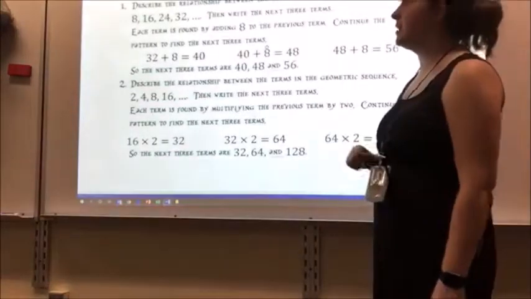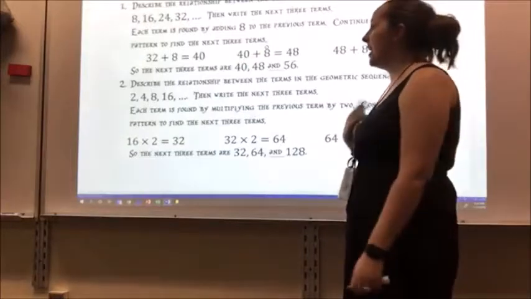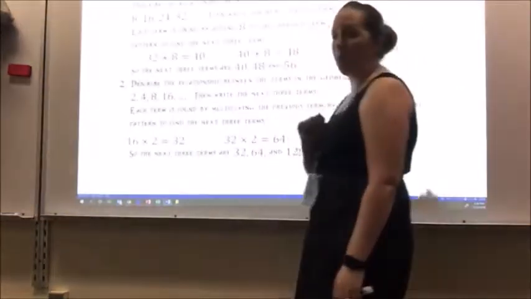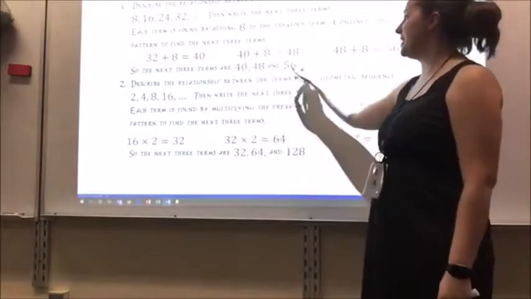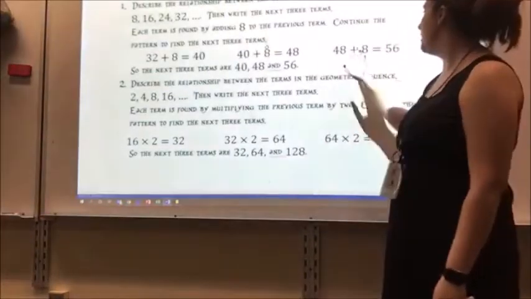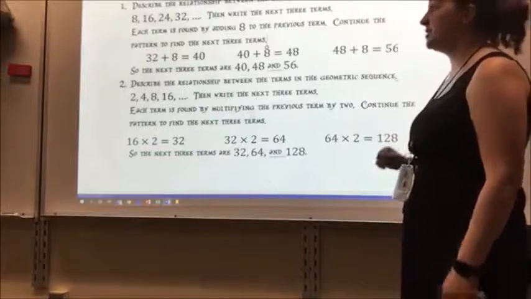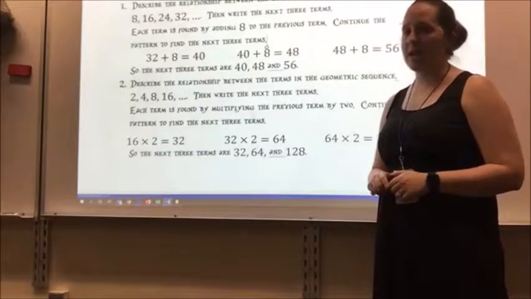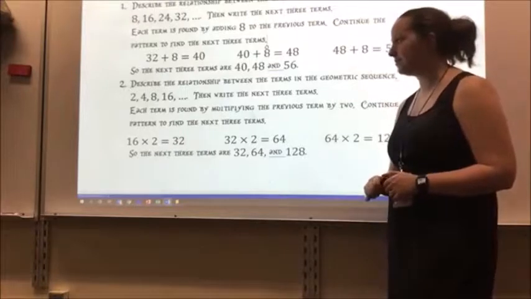So that's my pattern. Okay, so then I continue to find the next 3 terms. 32 plus 8 is 40. 40 plus 8 is 48. And 48 plus 8 is 56. So the next 3 terms in my sequence are 40, 48, and 56.